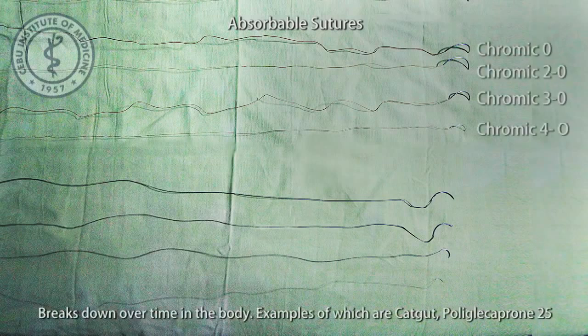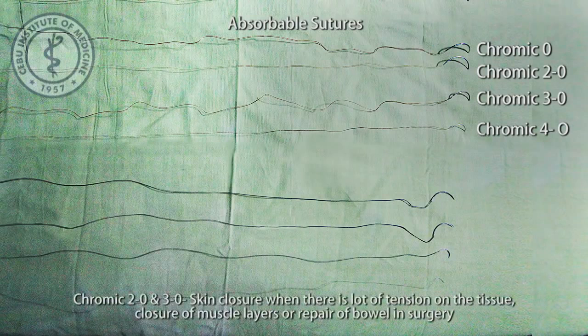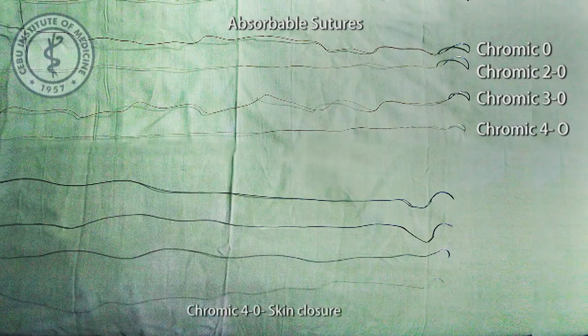Suture. Absorbable sutures break down over time in the body, examples of which are catgut, polyglecaprone 25, chromic 0, for closing of the fascia layer in abdominal surgery, chromic 2-0 and 3-0, skin closure when there is a lot of tension on the tissue, closure of muscle layers, or repair of bowel in surgery, chromic 4-0, skin closure.